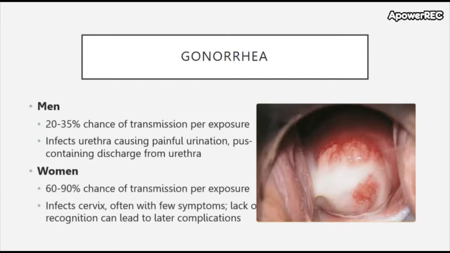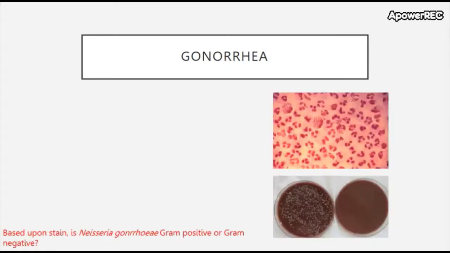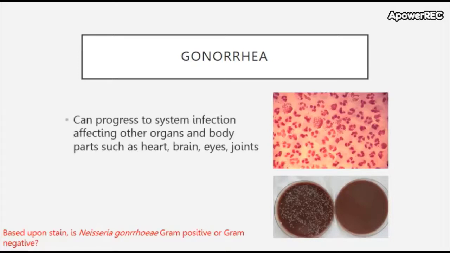And in women, there's a higher chance, a 60 to 90% chance of transmission per exposure. And it can infect the cervix, often with few symptoms. So it's difficult to recognize and can later lead to complications. One of the issues with gonorrhea is that it can progress into a systemic infection affecting other organs of the body, such as the heart, brain, eyes, and joints. Another issue is there's no adaptive immunity.